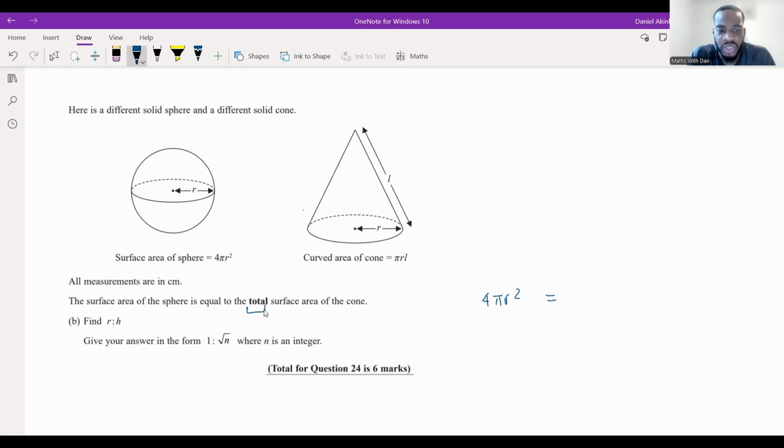Why have they got total in bold, guys? The curved area of a cone they've given us is going to be pi r l. Why is that total in bold? Is that for any particular reason, or did they just thought, let me just make one of the letters bold? Or is there a reason that's bold, guys?